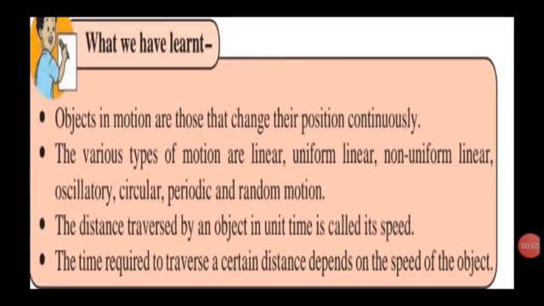So, what we have learned: objects in motion are those that change their position continuously. Various types of motion are linear, uniform linear, non-uniform linear, oscillatory, circular, periodic and random motion. The distance traversed by an object in unit time is called its speed, and the time required to traverse a distance depends on the speed of the object. So, we have completed our chapter number 9, motion and types of motion.